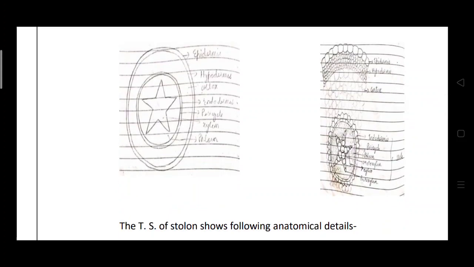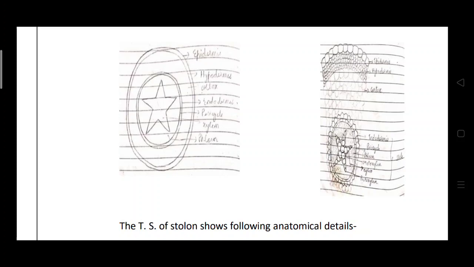In that, the outer layer is the epidermis, then below the epidermis there is the hypodermis, then the cortex region, then there is the endodermis region. This endodermis region is followed by the pericycle and then the phloem and xylem region.